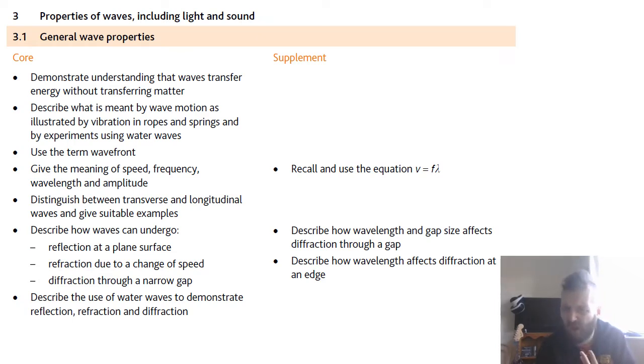Now, I've covered some of this material already, demonstrating that waves transfer energy and not matter. We talked about a wave being a transfer of energy within oscillation. We can go a bit closer into oscillation in terms of our Newtonian mechanics. Describe what is meant by wave motion, as illustrated by vibration in ropes and springs and using experiments using water waves. So different ways of modeling these oscillations and waves and how they're transferring energy.